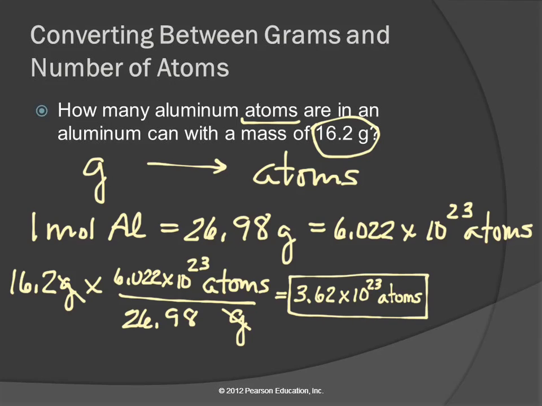What if I did my math wrong and came up with something times 10 to the minus 23rd atoms? Would that be reasonable? No. Would that even be possible? That would be less than 1. You can't even have half an atom. If you have half of an atom, it's not an atom anymore. It's a collection of strange particles.